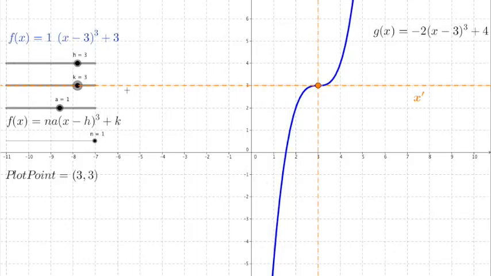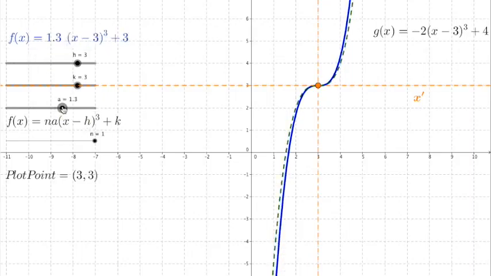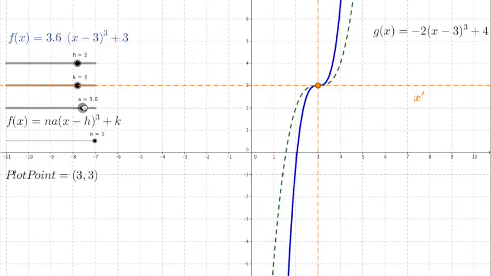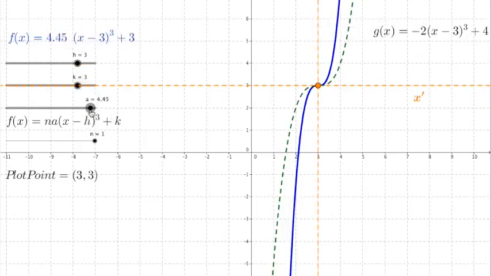But if A is different than 1, we need a reference. So we're going to have to put in a reference graph, and I'll show you what it looks like. Let's make A bigger than 1, and you'll see that the graph pulls away from where it originally was. So as A goes between 1 and larger numbers, the graph is getting closer to the vertical axis, my y prime. As A gets bigger and bigger, it gets closer and closer to that y prime axis.